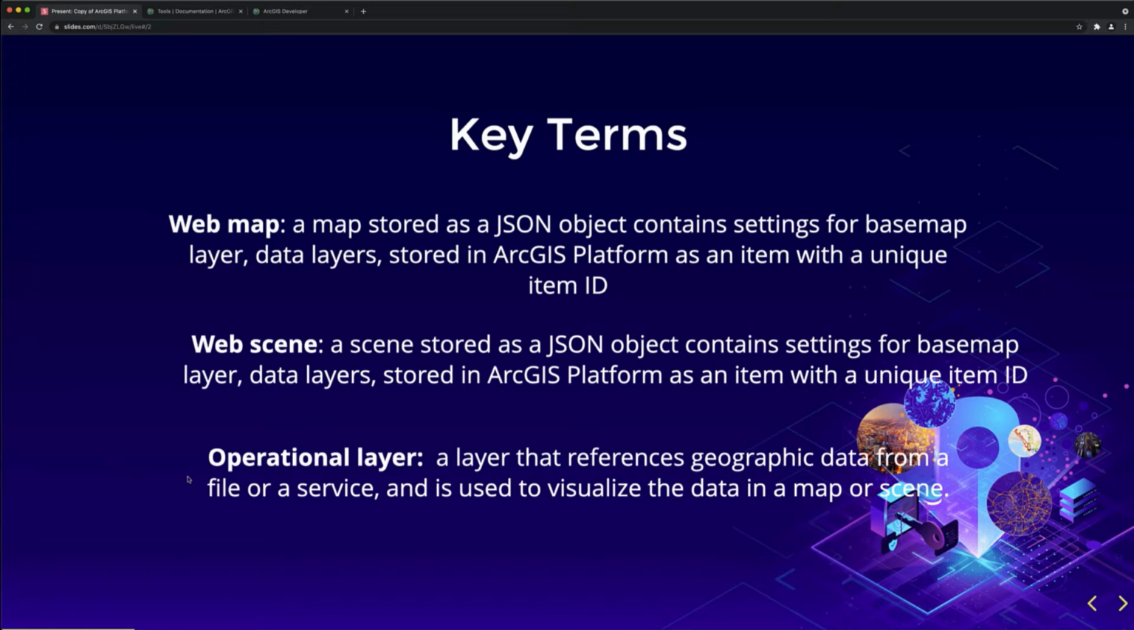And I also want to go over the term operational layer because you will see this a couple times if you look at a JSON object of a web map, for instance. And it refers to the layer that references geographic data from a file or a service and is used to visualize the data in a map or a scene.